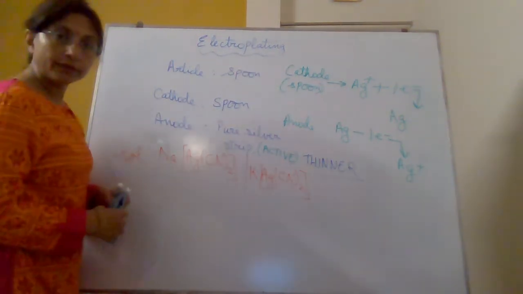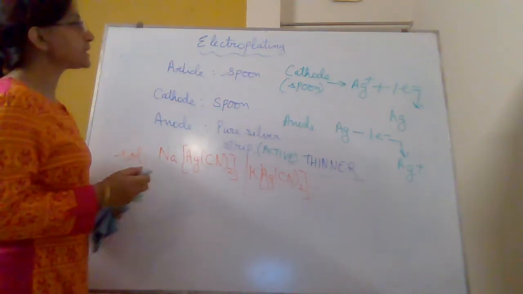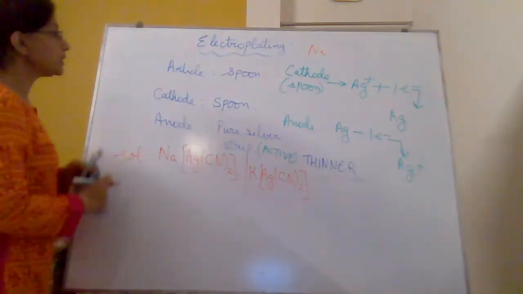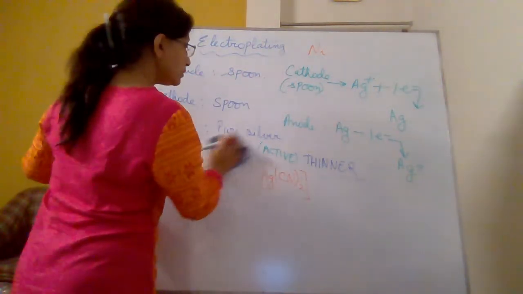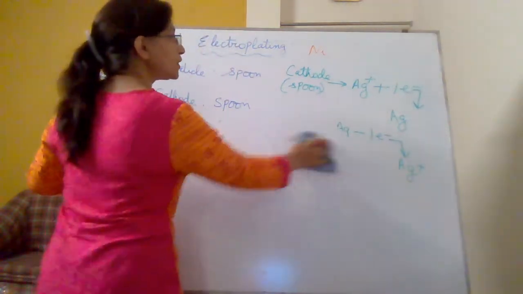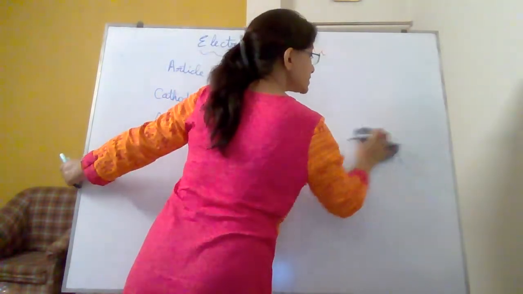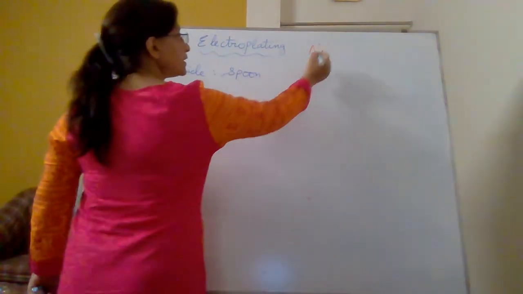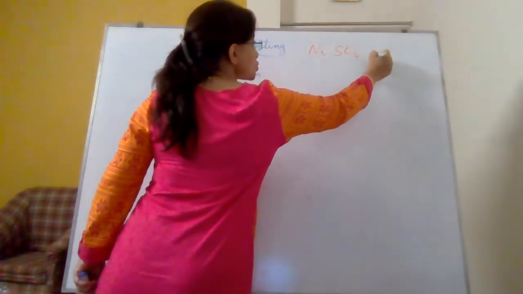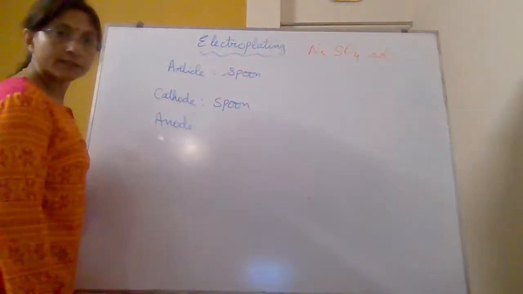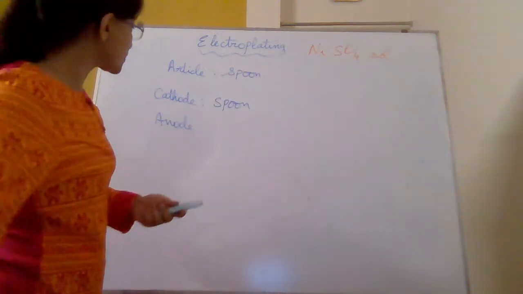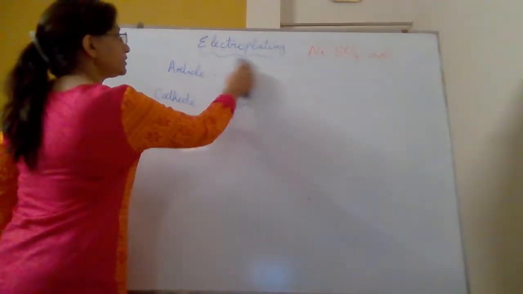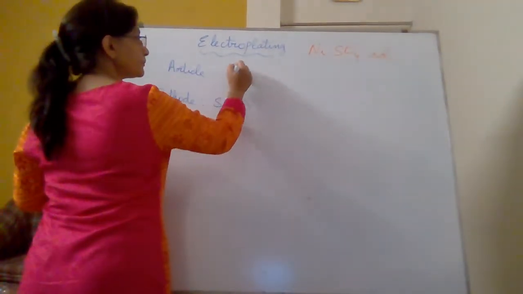Now let us take another example of electroplating, but this time with nickel. In nickel, the electrolyte that we are using is nickel sulfate solution. Alright, this is the nickel sulfate solution that we will be using, and let us change the article to a key. Let it be a key.